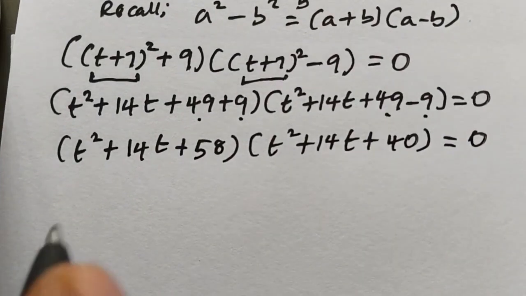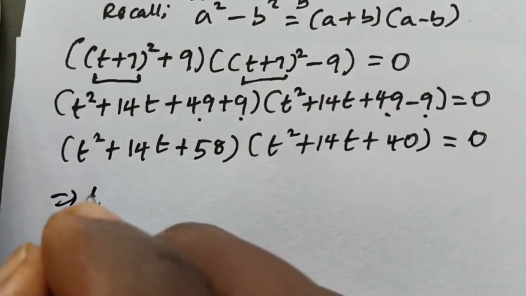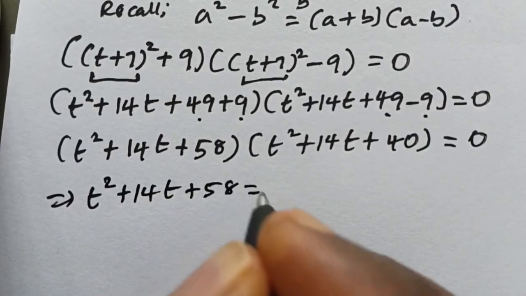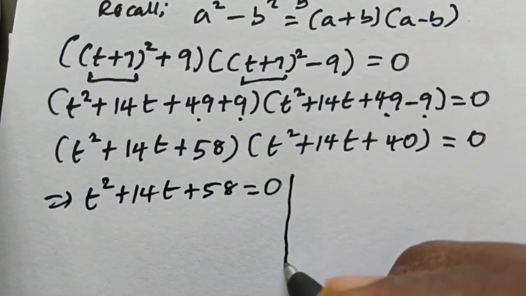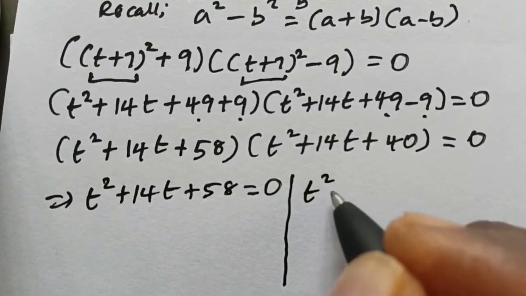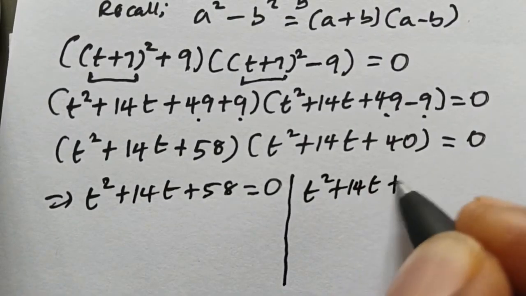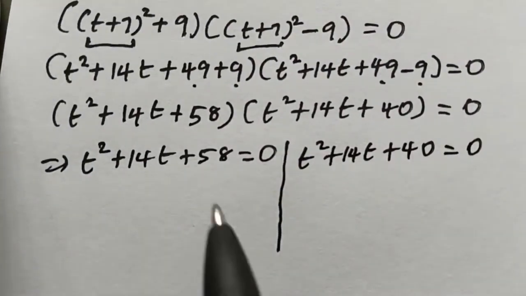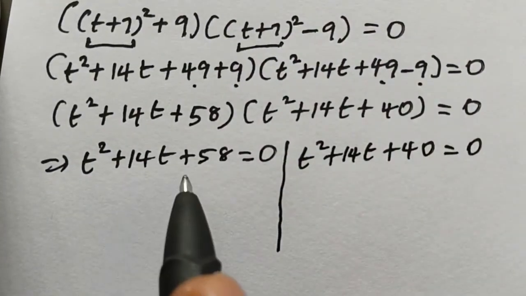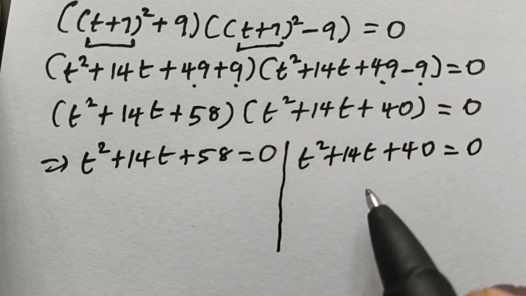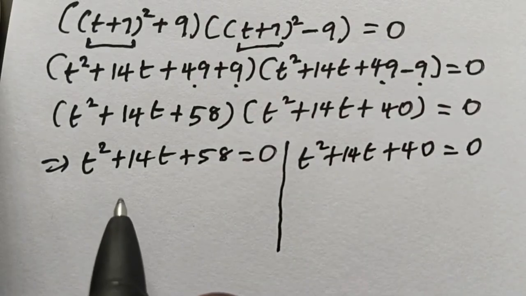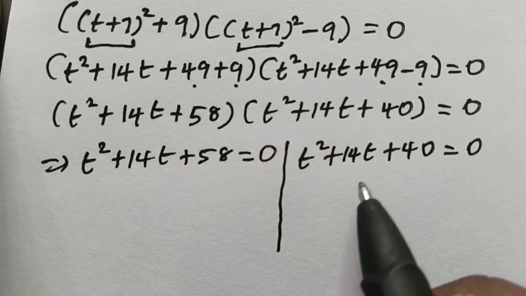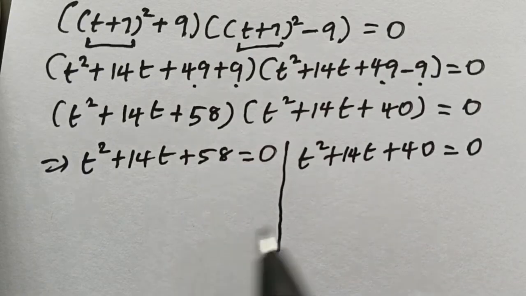Let's continue. This implies that t^2 + 14t + 58 is equal to 0, or t^2 + 14t + 40 is equal to 0. This is a quadratic equation, and this is another quadratic. But if you look at this particular one, you will see that it is factorizable, but the other one is not factorizable. So let's solve this first.